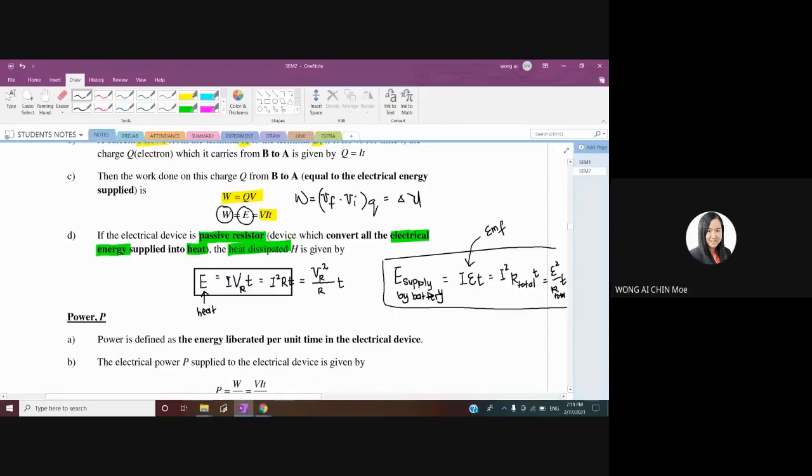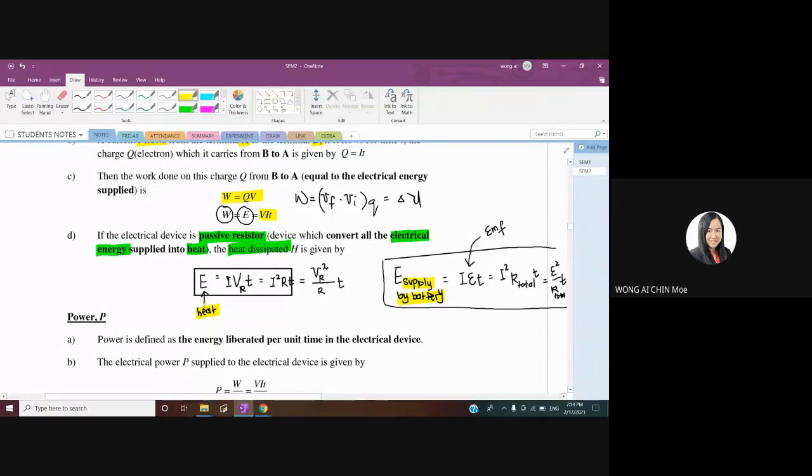Meaning that we have two types. The first one is energy supplied by the battery. The second one is the energy lost as heat or energy dissipated as heat. Ada yang satu yang dibekalkan oleh bateri, satu lagi adalah tukar kepada ataupun hilang sebagai haba. So kita ada dua jenis electrical energy.